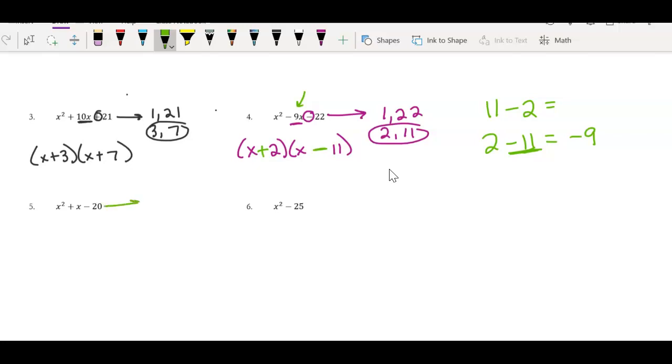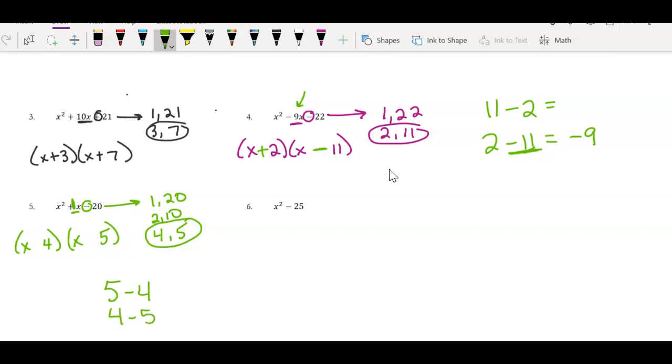All right, let's look at this one. 1 and 20, 2 and 10, 4 and 5. I have to subtract to get a 1. There's nothing there, but that's a 1. So looking at those numbers, the numbers that subtract to give me a 1 are 4 and 5. So I got a 4 and I have a 5. The only way I can get a positive 1 is if it's 5 minus 4, not 4 minus 5. So that tells me the negative has to be with the 4, and the 5 is positive.